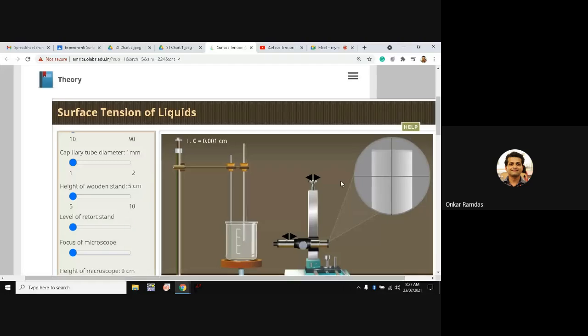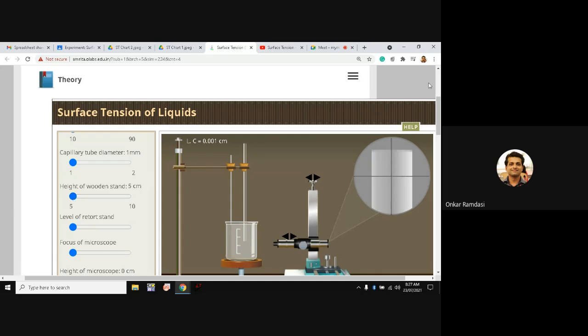Okay, can you see this capillary? The eyepiece part, yes sir. Now let me change the capillary tube diameter. You can see its variation. It's very small, 1 to 2 mm only, but still you can see the changes. And the height of the wooden stand.